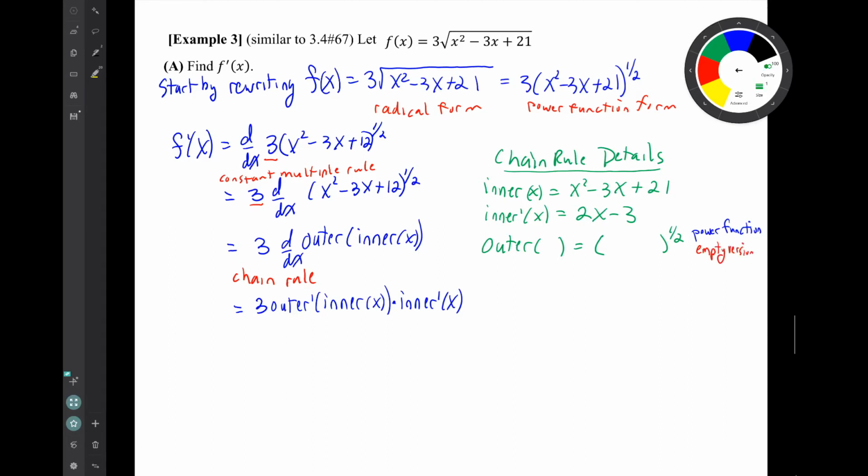Since the outer function is a power function, we find its derivative using the power rule. So there's our derivative. I have not done the exponent calculation in my head. I just wrote it down. Now I'll actually compute the exponent and simplify this until it's in a convenient positive exponent form.